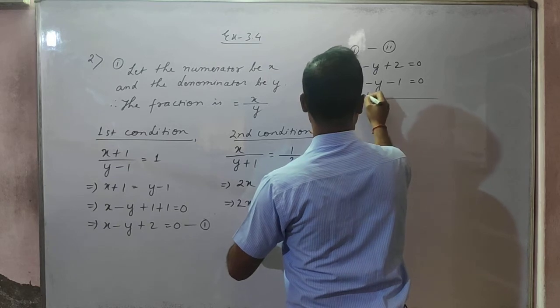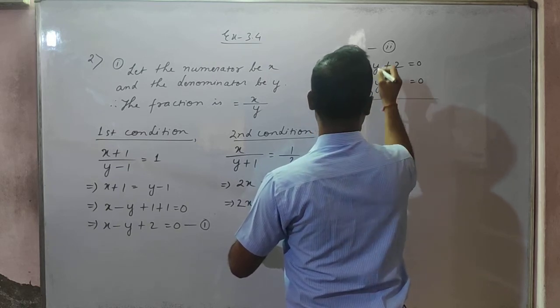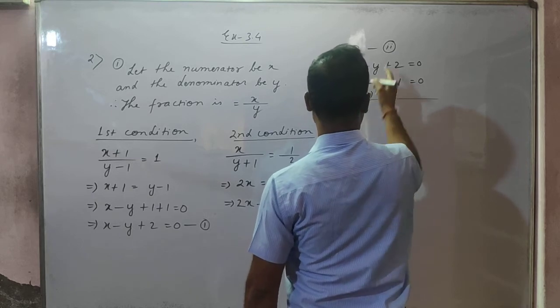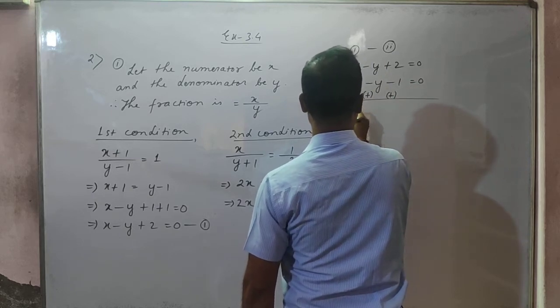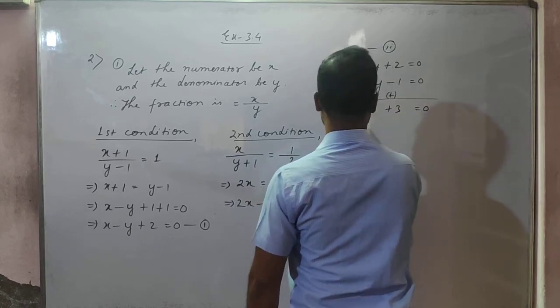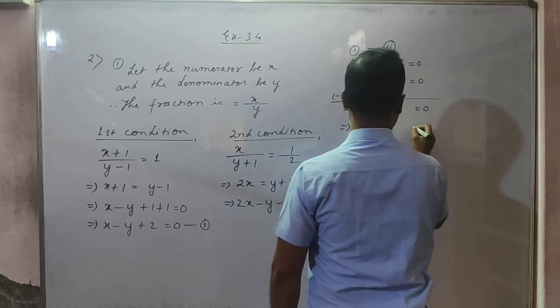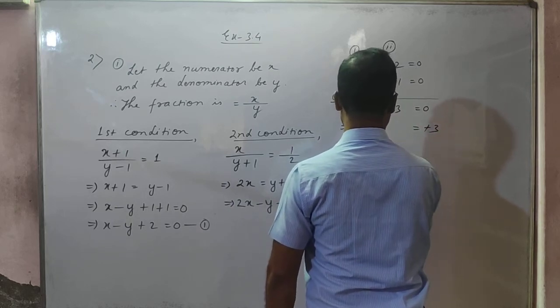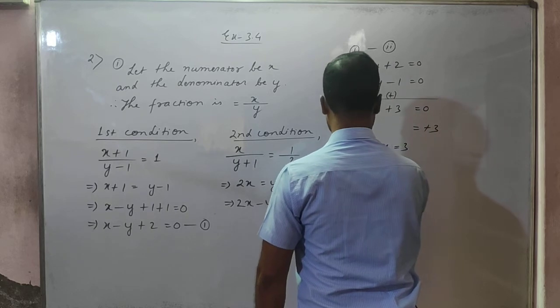So minus, plus. y and y is cancelled, minus 2x plus x will become minus x plus 3 is equal to 0. So minus x is equal to minus 3, minus and minus is cancelled, therefore x is equal to 3.